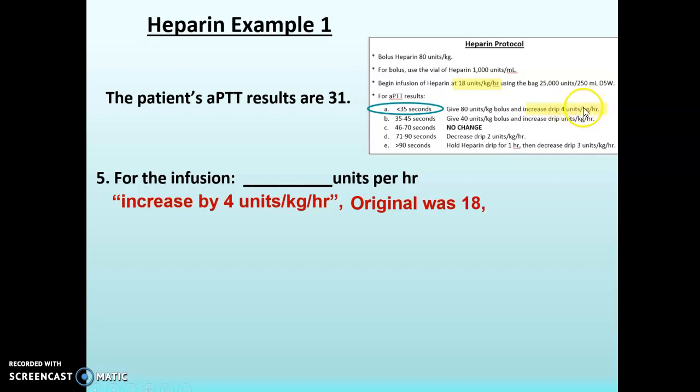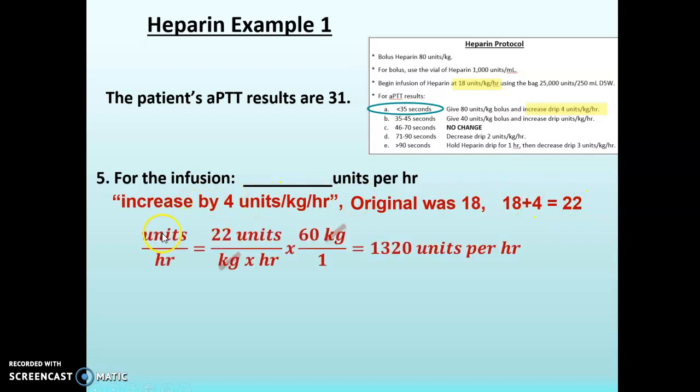And this is not saying to bump your milliliter per hour up, it's saying bump your units per kilogram per hour up. So the original was 18, and we need to increase it by 4. So 18 plus 4 is going to give you a 22. So when we run our math this time, units per hour, we're going to work with the 22 because we took the original 18 and we were told to increase it by 4, so we're working with 22 units per kilogram per hour. Our patient still weighs 60 kilograms, so we get 1,320 units per hour.